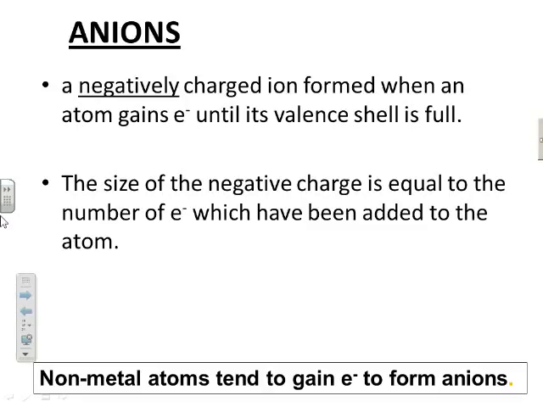Okay, so anions. Now we are looking at the non-metal atoms. We're looking at the guys on the right-hand side, just before the noble gases. And we are gaining electrons to fill its valence shell. We're not getting rid of, we're gaining.